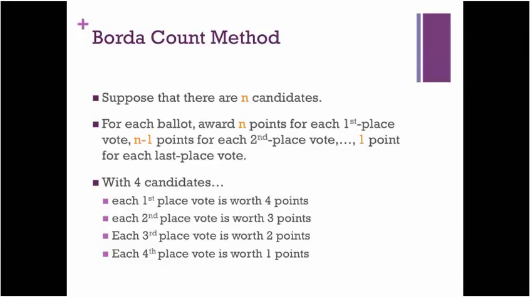So for example, suppose n is 4. That means suppose there are 4 candidates. Then the first place vote is worth 4 points, the second place vote is worth 3 points, the third place vote is worth 2 points, and the fourth place vote is worth 1 point. So every voter is actually distributing 10 points, 4 to their first choice, and so on.